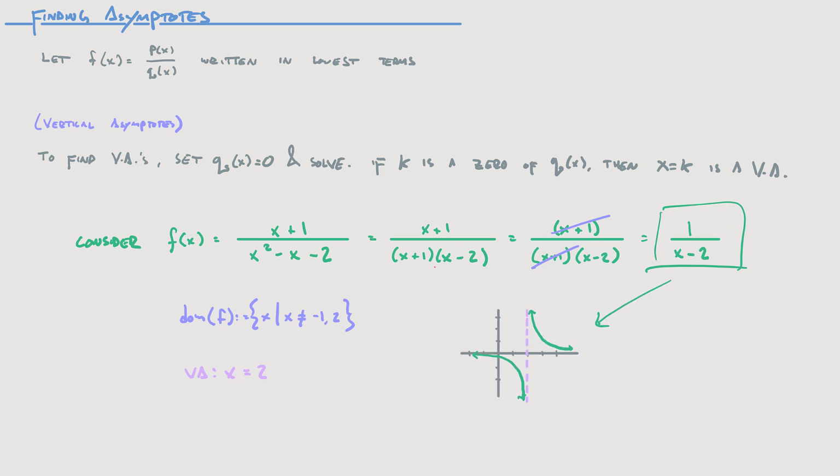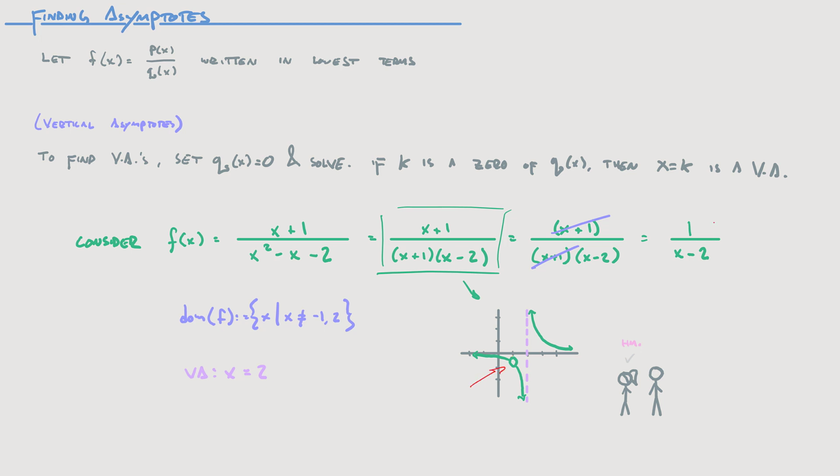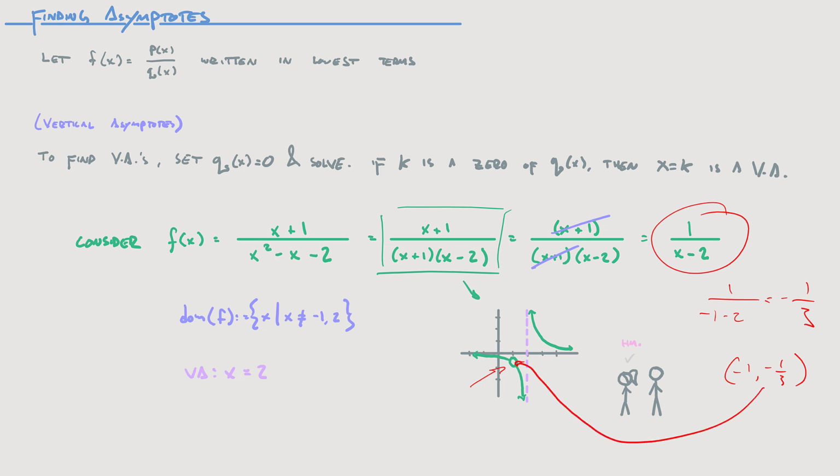Well, here's the graph of our simplified function, 1 over x minus 2. And here's the graph of our function f. What's happening is that there's this open dot in the middle of the graph at x equals negative 1. And you could figure out where that dot is because you could plug negative 1 into this. You have 1 over negative 1 minus 2, so it's negative 1/3. So the open dot is at negative 1, negative 1/3. That's what that point is right there.